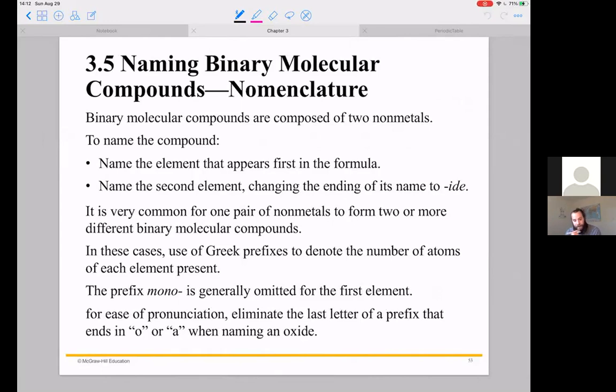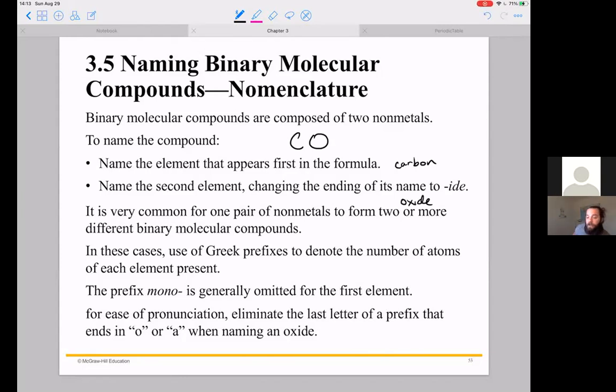Okay, so now we're getting to naming covalent compounds. We're going to do something fairly similar to what we did before, where the first element that appears, so for example, if we're going to take a compound like CO, the first element that appears in the formula, we're just going to take that name as it is. So this would be carbon. For the second one, we're going to change the ending, much like we did when it was an ion. And so for example, in this one, it would be oxide.